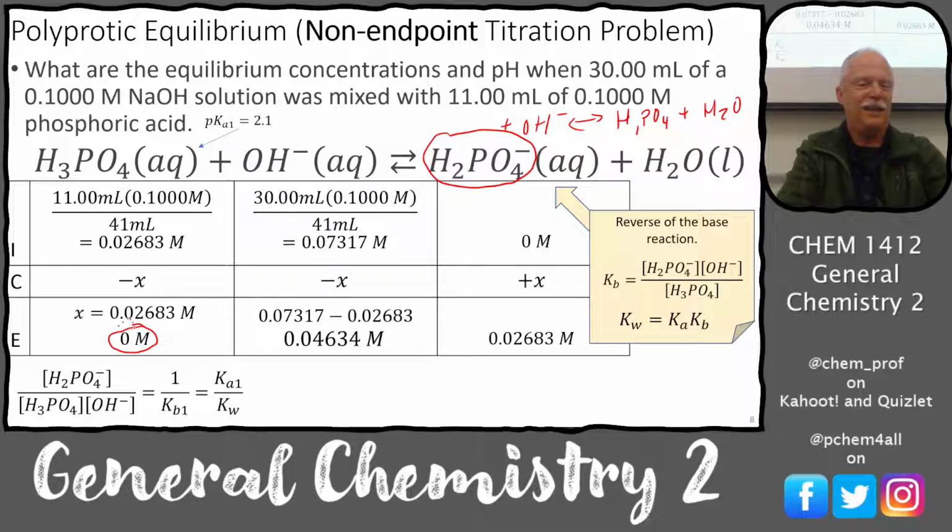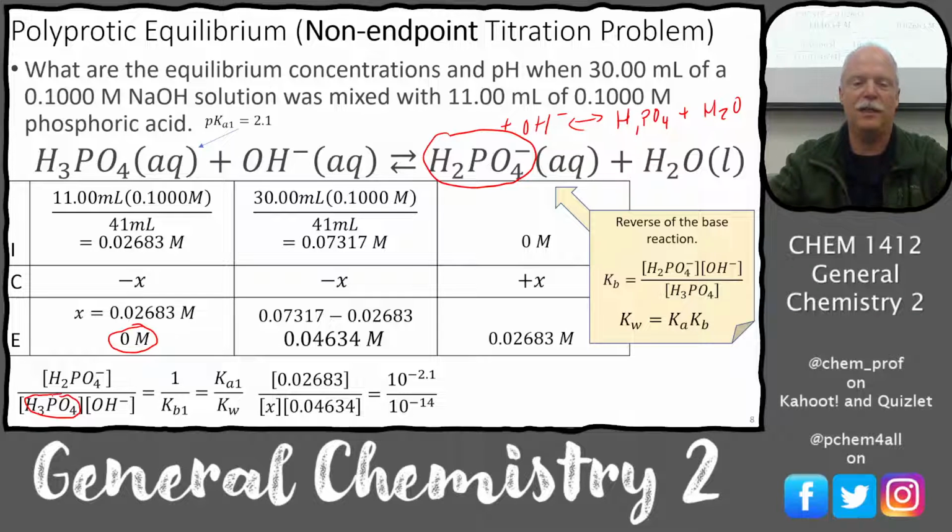All right, this reaction as it's written, the product is H2PO4, the reactants are H3PO4 and hydroxide, and that's 1 over KB. And so KB is equal to KW over KA. So if I flip that, it's KA over KW. So I have all of the numbers here, and I can solve for this guy right here. This is my X. Just a real quick equilibrium calculation to get rid of that 0.